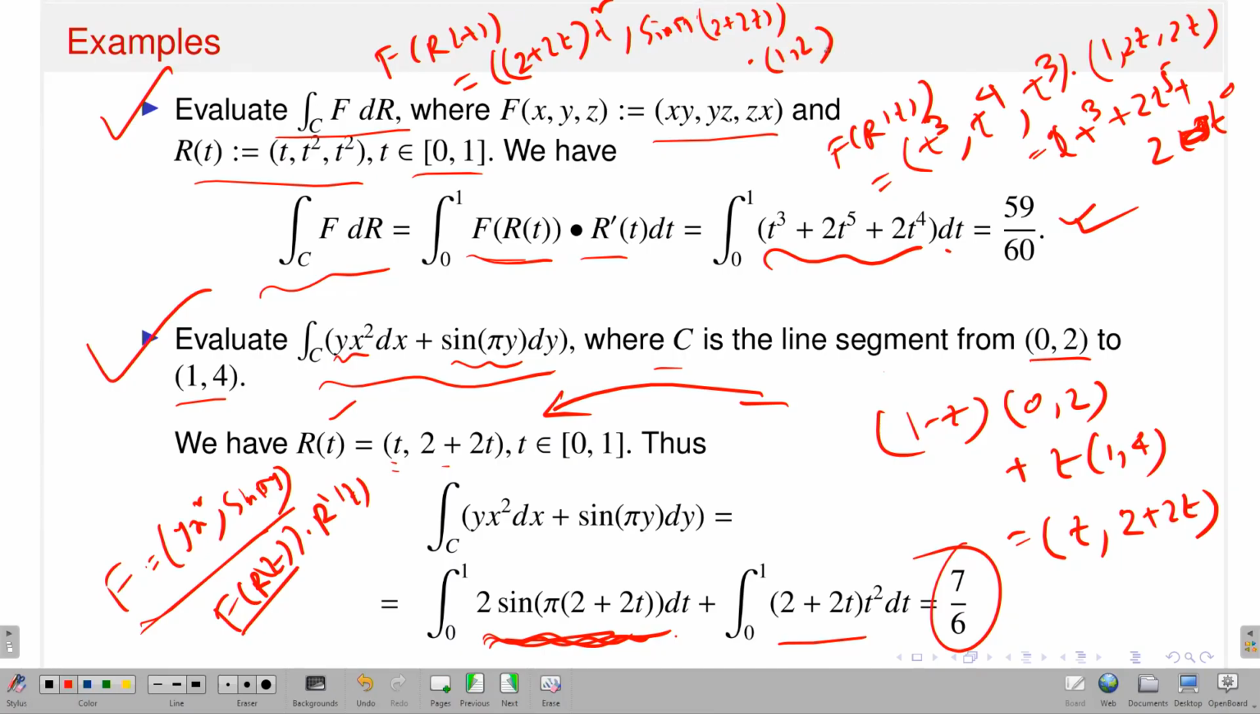If I take the dot product, then what will happen? It means (2 plus 2t) times t square, that is one integration, plus 2 times sin pi of (2 plus 2t) dt, and that is the second one. So you can easily get it. These two examples are very simple, but with different notations. That is the vector line integral I just explained.